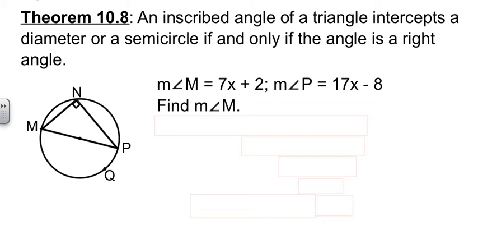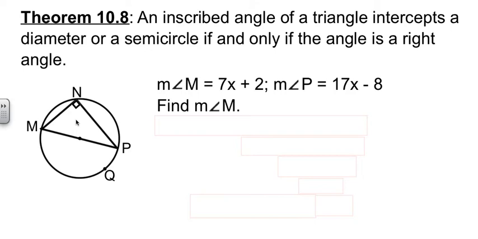Okay. Our next theorem, 10.8, tells me that if I have an inscribed angle and it intercepts a diameter, here MP, or it intercepts a semicircle, then that makes that a right angle. Okay, this is a variation of the angle is half the arc. If it's cutting off a semicircle, half of a circle is 180 degrees. The angle is half of that. Half of 180 is 90.